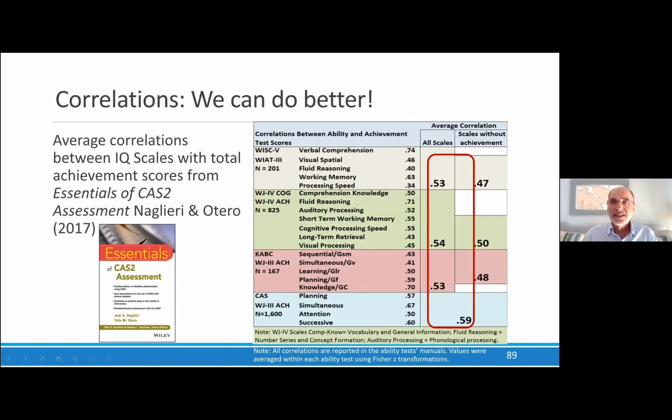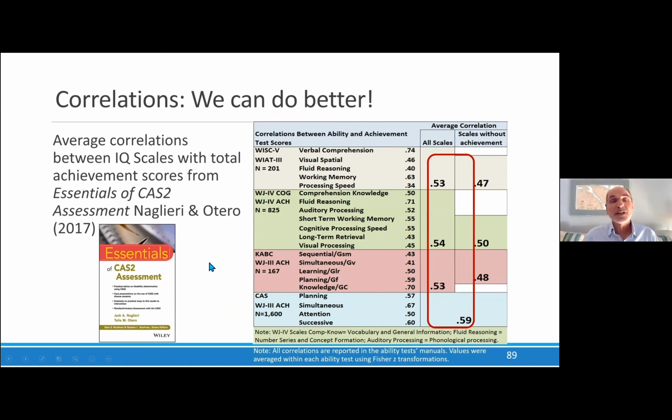Really interestingly, in this, again, summarized in my Essentials book with Tullio, when you look at the WISC-5, the WJ Cognitive, the KABC, the CAS always correlates higher than any of these tests with achievement, and it doesn't have achievement in it. So it's definitely more valid as a predictor of academic achievement.